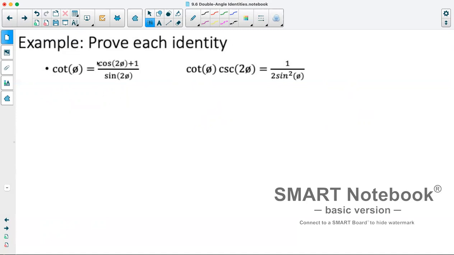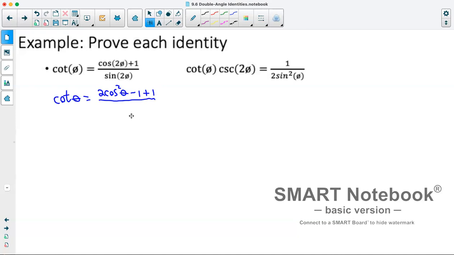Okay, so looking at this, it looks like this is probably our more complex side. So I'll start with it. So I've got cotangent theta is equal to, I want to replace cos 2 theta with something. Now we've got 3 different options to choose from. So I'm probably going to choose the one that has a negative 1 in it. So that cancels out with this plus 1. So I'm replacing this with 2 cos squared theta minus 1. Then we have the plus 1 over sine 2 theta.